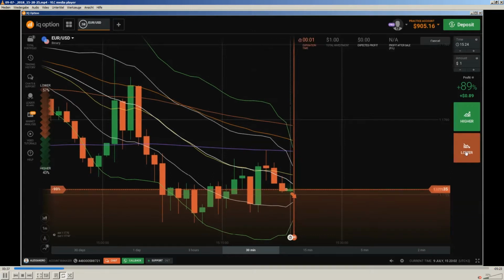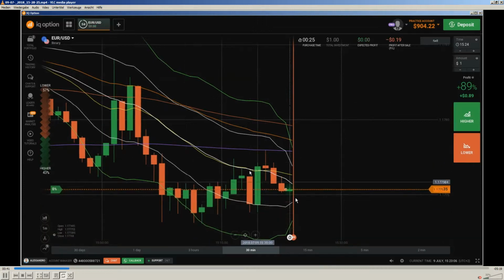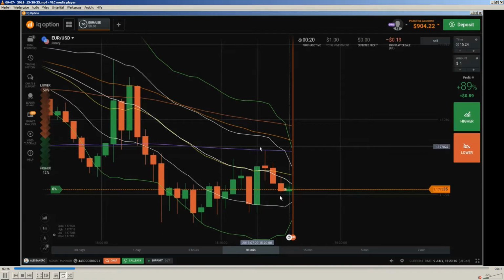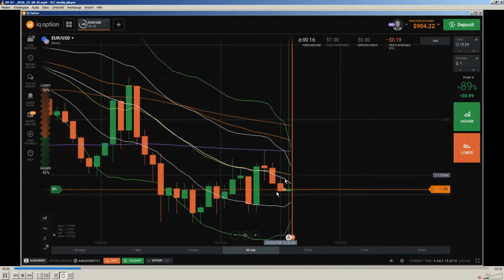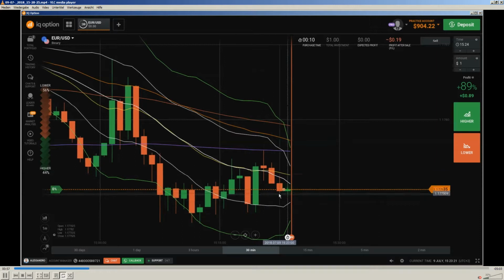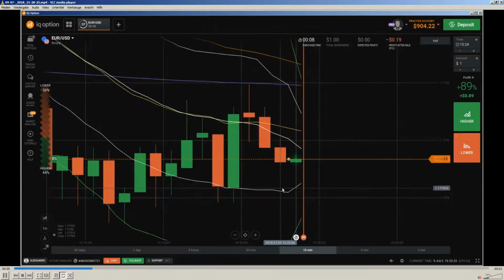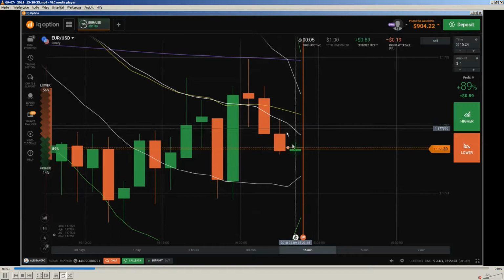And then I enter here into a put. I have explained why. Yes, because we broke through this area here. We have here an evening star. We got a trend continuation sign. Yes, this candlestick broke through this area. We got a rejection from this level, which I showed before would be support and resistance. Yes, and in this case, this candle would act here as resistance too.